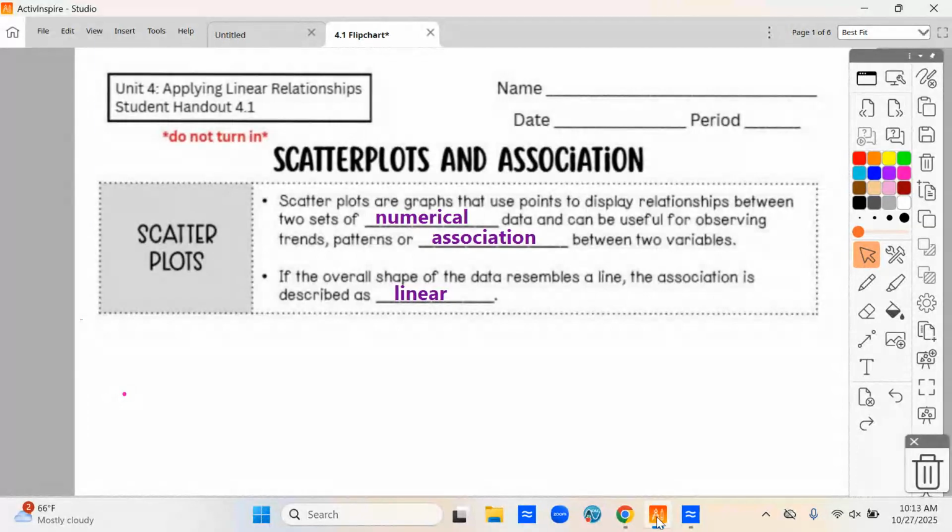So scatterplots are graphs that use points to display relationships between two sets of numerical data and can be useful for observing trends, patterns, or association between two variables. So association is just like a relationship, okay? If the overall shape of the data resembles a line, then that association is described as linear.